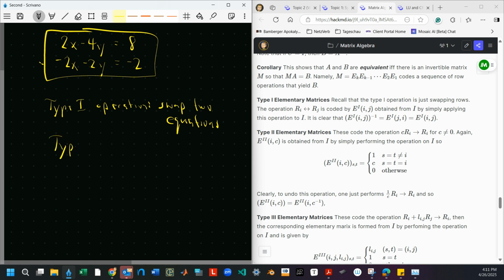The type 2 operations are to just take a particular equation and multiply it by a non-zero scalar. Now, if I multiply by 0, of course, I just kill all the information in that equation. So that can't work. But I can multiply it by any non-zero scalar, right? So just replace an equation by a non-zero multiple of itself.